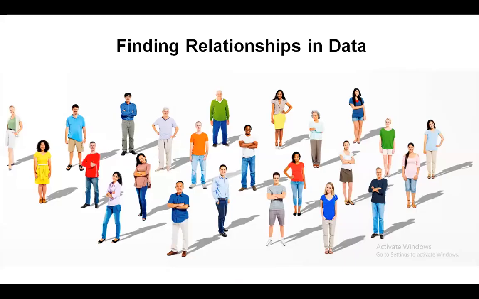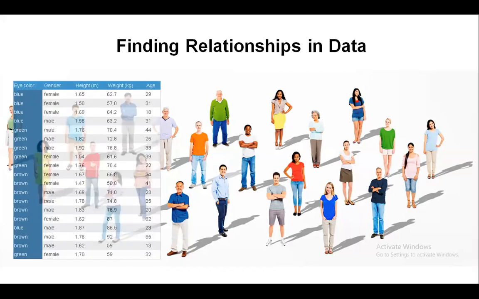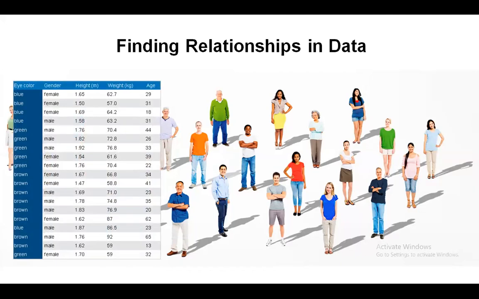So let's see how we can perform various kinds of statistical and machine learning analysis. Let's say we collected the data on eye color, gender, age, height, and weight of the people. We hypothesize that some of the variables are related while others are not. We also think there are exceptions to this hypothesis.